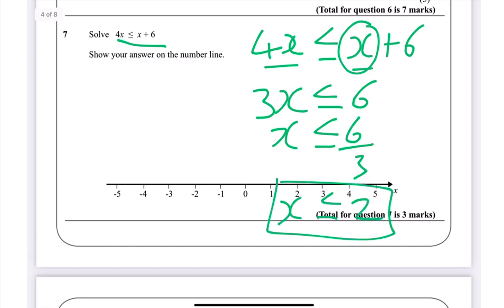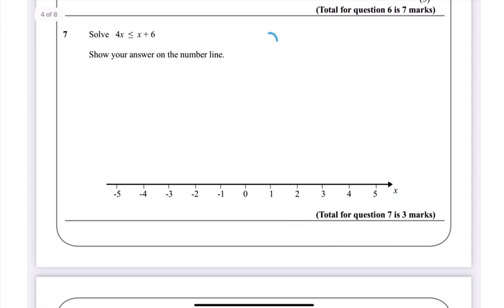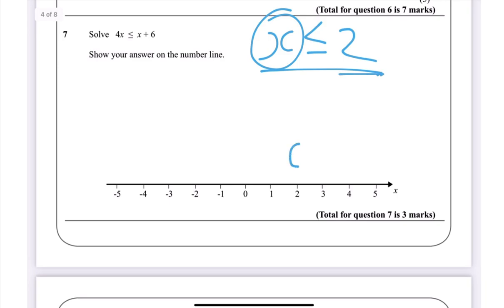Now you've got that inequality. Let me just do it a bit neater. Here we go. X is less than or equal to 2. So therefore now you need to plot this. Nice and simple. You start reading it from the x, and the number you've got is 2. It's a single number, therefore there is a circle on there. Now because it's got the equal sign on the bottom, you have to shade it in.